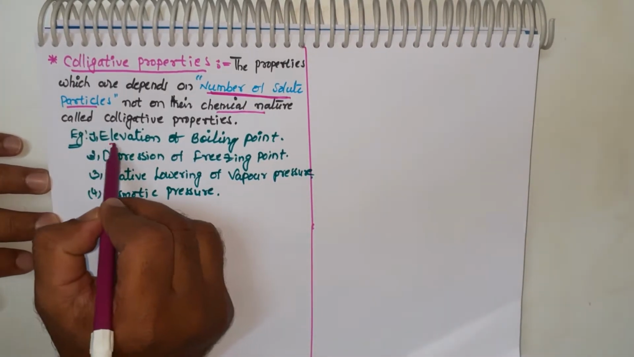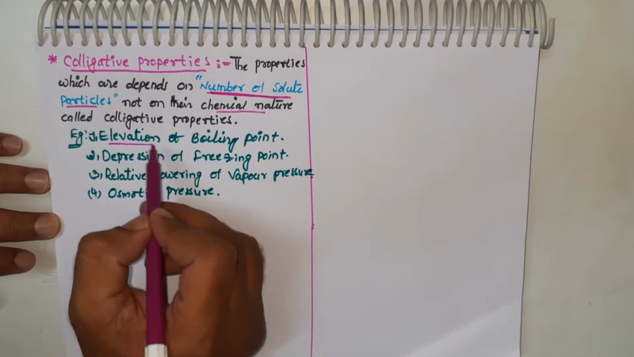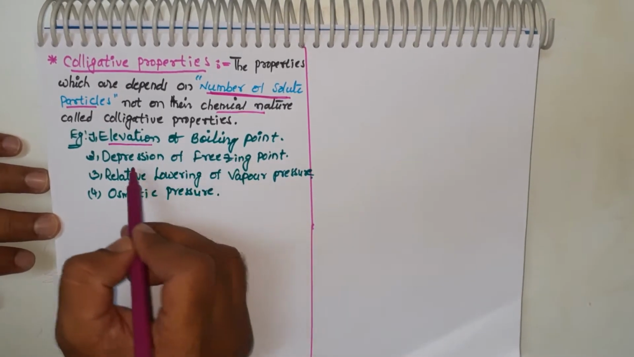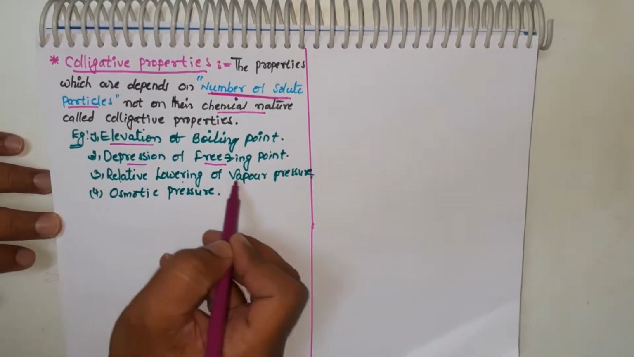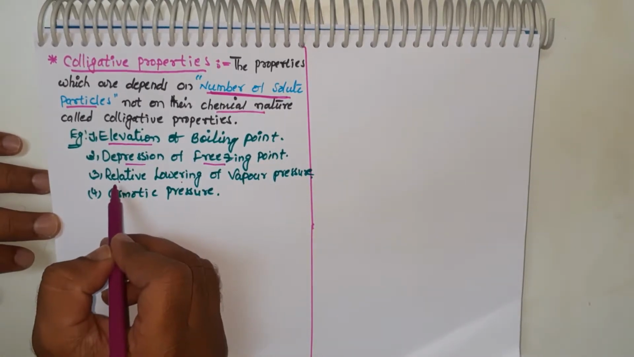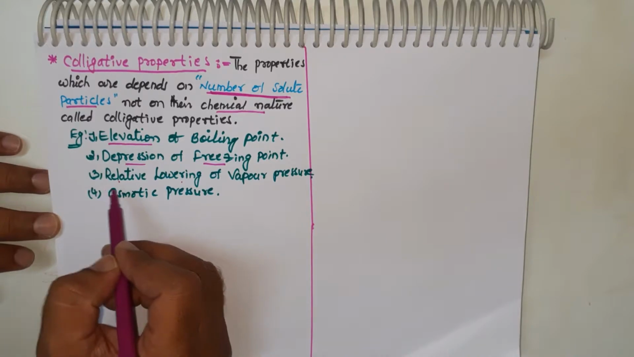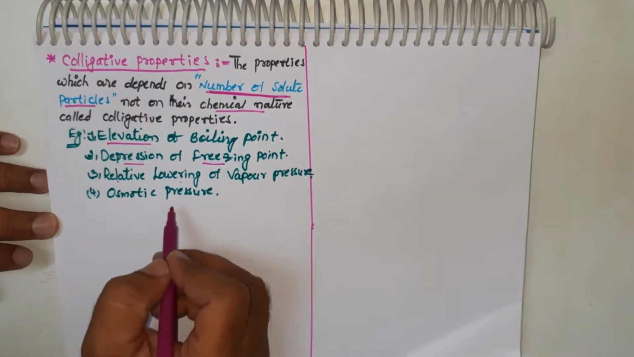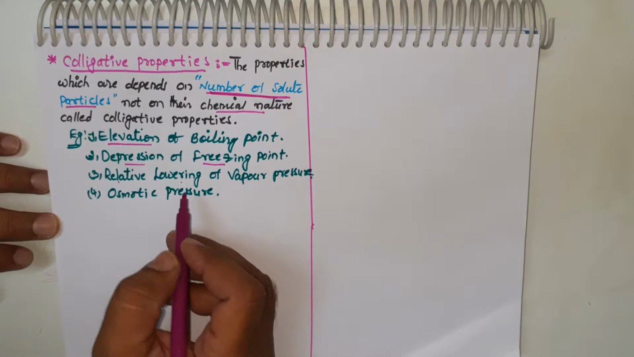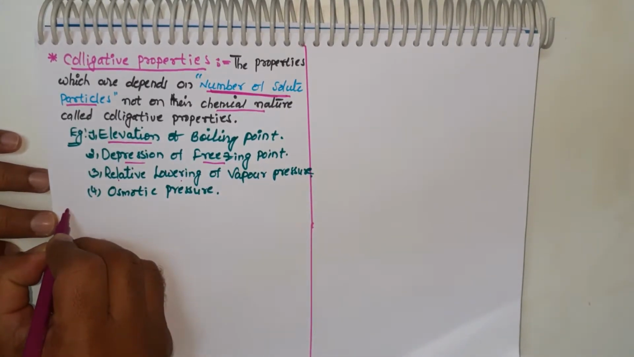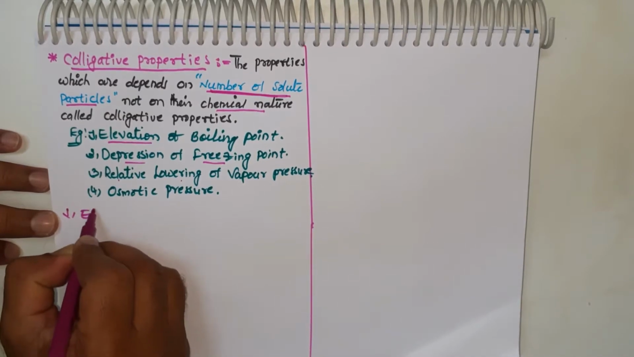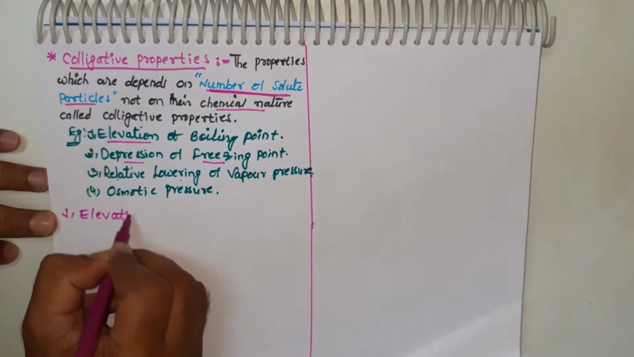Examples: elevation of boiling point, depression of freezing point, relative lowering of vapor pressure, shortcut known as RLVP. Next, the fourth one is osmotic pressure. Today we are going to learn the first one, elevation of boiling point.